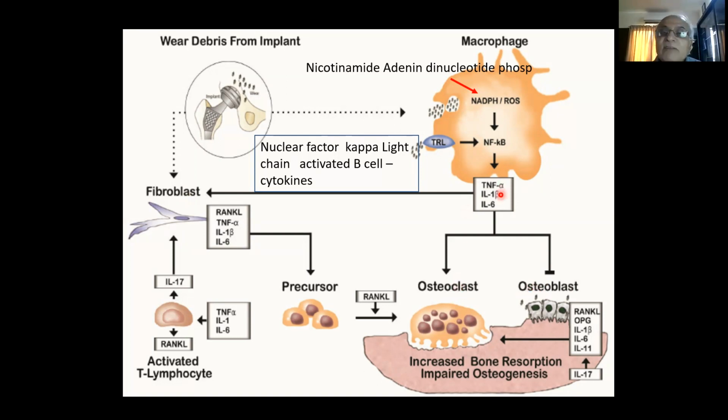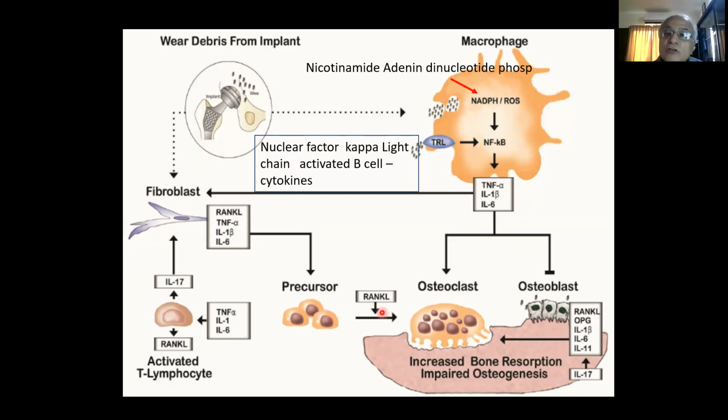So all these factors will stimulate osteoclasts, and the RANKL itself will again stimulate interleukin 17, and these T cells are again stimulated by TNF alpha, interleukin 1, and interleukin 6. And this RANKL, the precursor of osteoclast, not the osteoclast itself, goes and hits the osteoclast through RANKL, and they start damaging the whole of the bone material, with increased resorption and impaired osteogenesis.